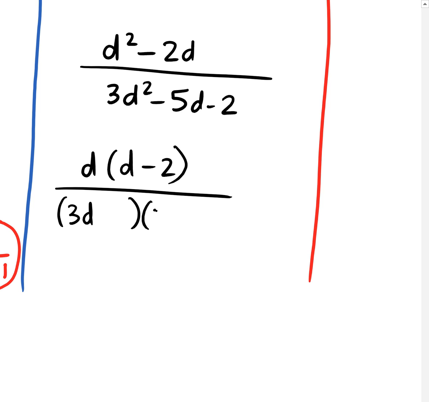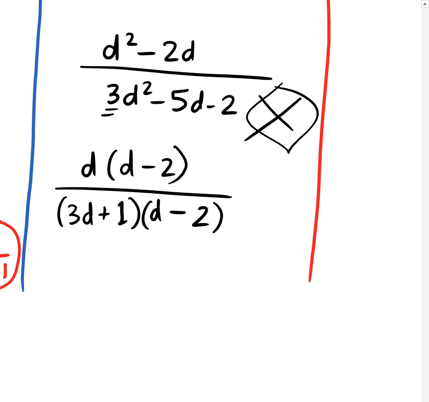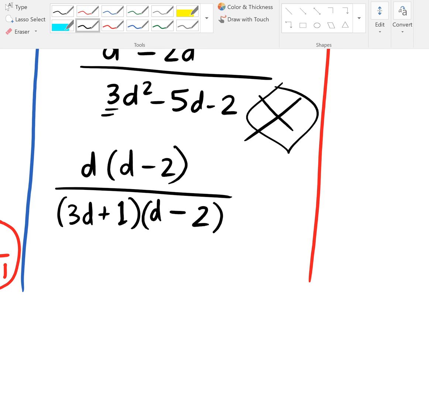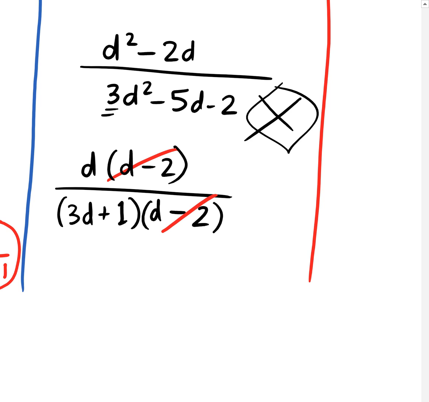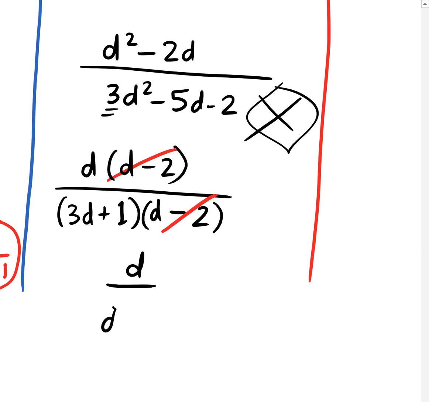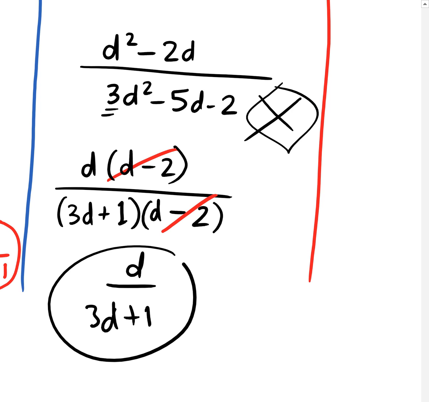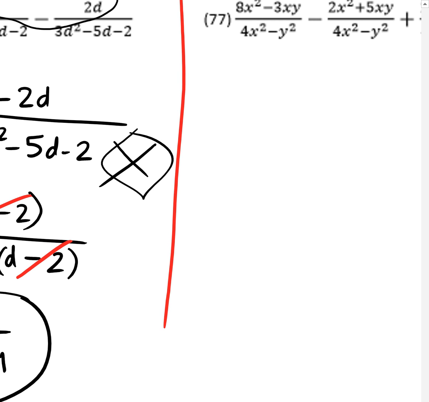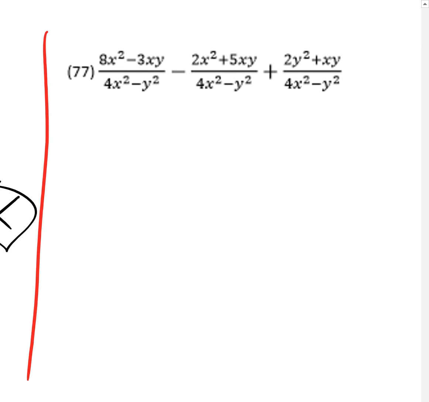In the denominator, you're going to have to use that diagram method since there's a number in front of d squared. Let's see. I have to do minus 2 plus 1. Alright. Now I see they do have something in common, d minus 2. So left over on the top was d, and on the bottom is 3d plus 1. There we go.